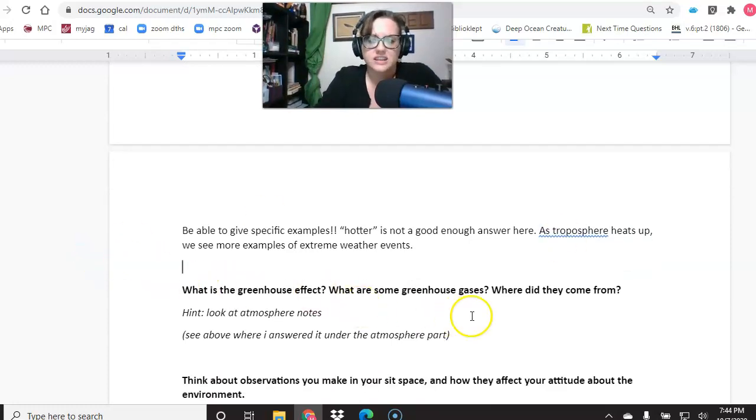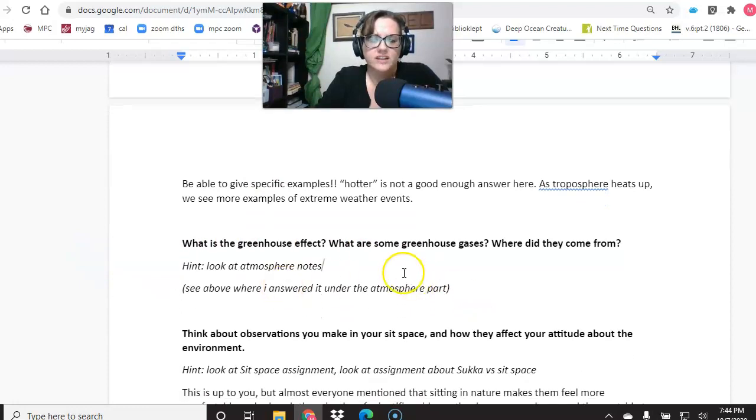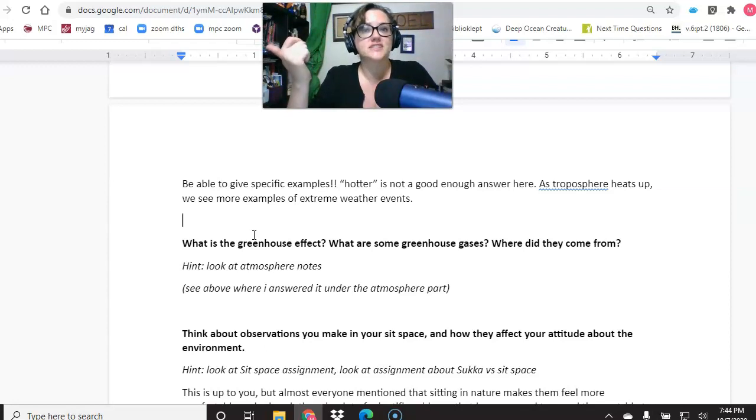I already answered this, so that's up there. Well, greenhouse gases, remember that's carbon dioxide, methane, ozone. The greenhouse effect is how those gases, when they're in the troposphere, trap heat coming from the planet and then send it back down to the planet. Where did they come from? Carbon dioxide comes from burning of fossil fuels. Methane comes from farts.